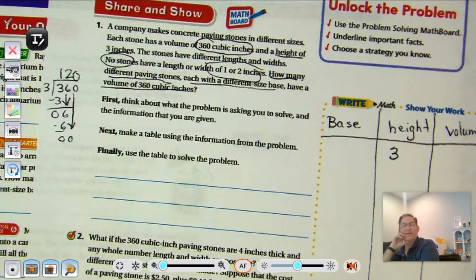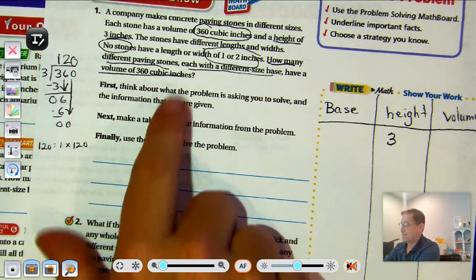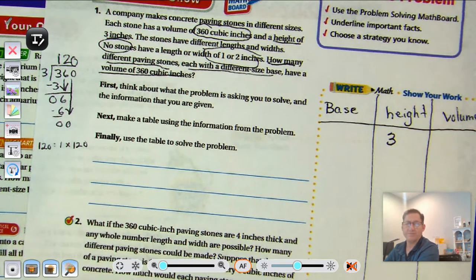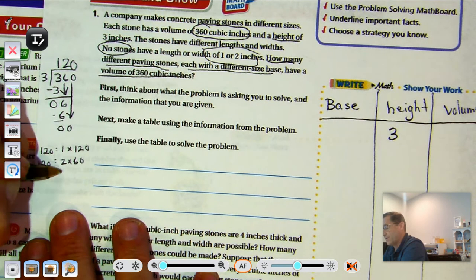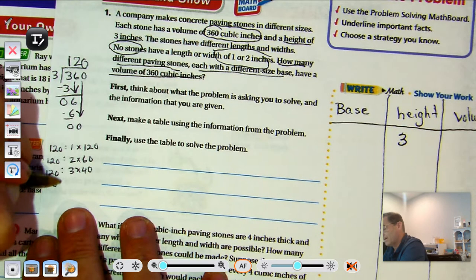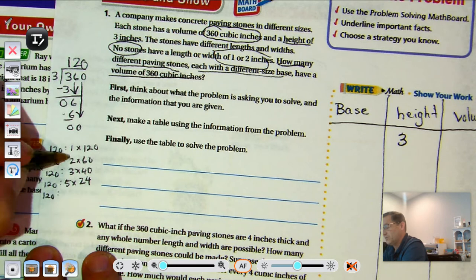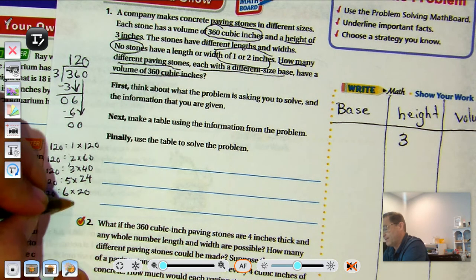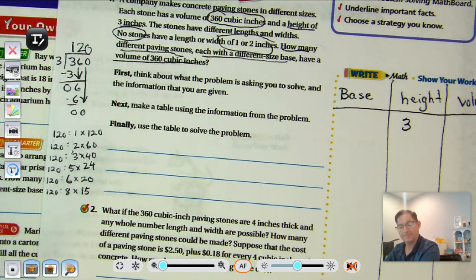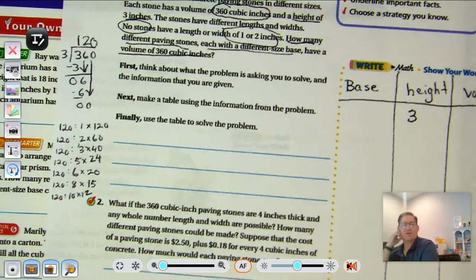So 120. So we need to come up with the factors for 120. Well, we know 1 can be 1 times 120, but then it said that they can't have a width of 1 or 2. So right now we're just going to list all the different possibilities for 120. I could also have 2 times 60. I could have 3 times 40. I could have 5 times 24. 6 will work because 2 and 3 are factors, so 6 times 20. 8 will work, 8 times 15. And 10 times 12.